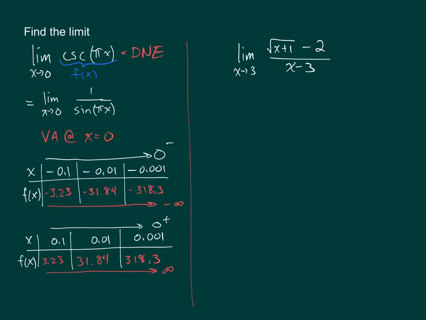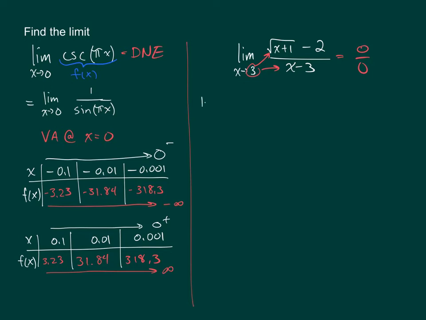In this second example over here on the right, you can see we have the limit as x approaches 3 of the square root of x plus 1 minus 2 over x minus 3. And again, if you substitute this 3 in for each x, you'll end up with a 0 over 0. That means we need to somehow cancel something out in order to make this limit workable. So in order to do that, we need to rationalize the numerator.